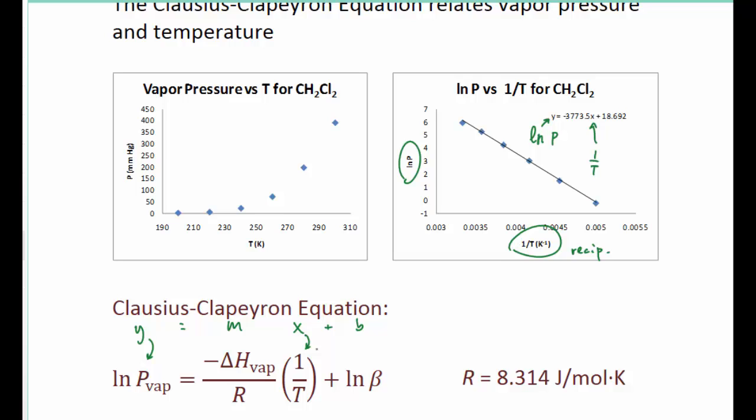Where have we seen R before? Gas laws, the ideal gas law, PV equals nRT. You will notice that R is next to T. If we combine those two fractions together, we get RT.